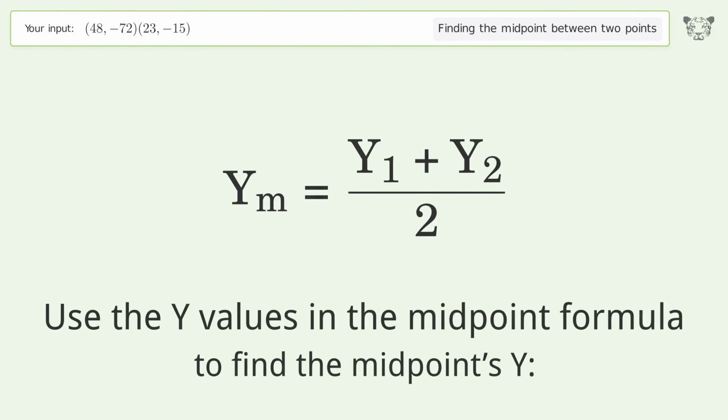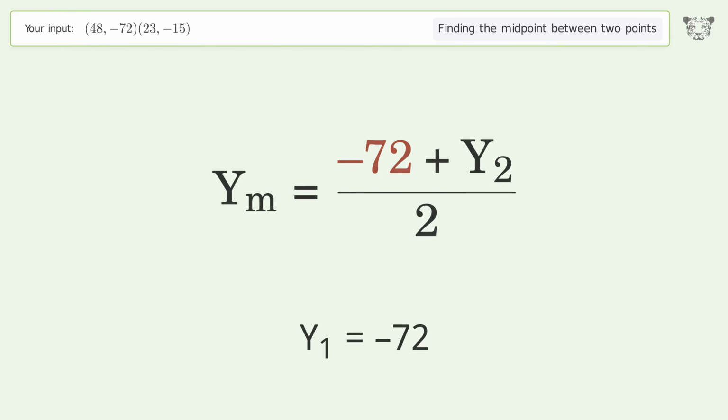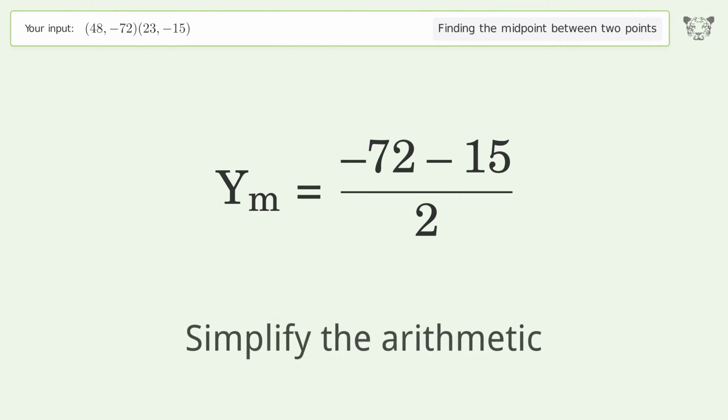Use the y values in the midpoint formula to find the midpoint's y. y1 equals negative 72. y2 equals negative 15. Simplify the arithmetic.